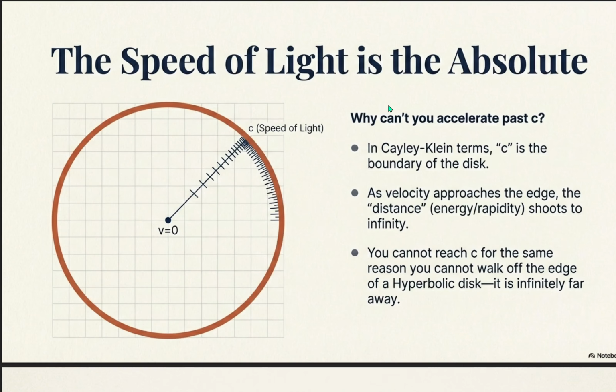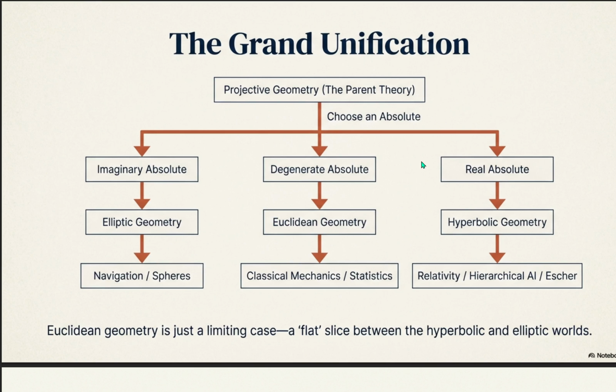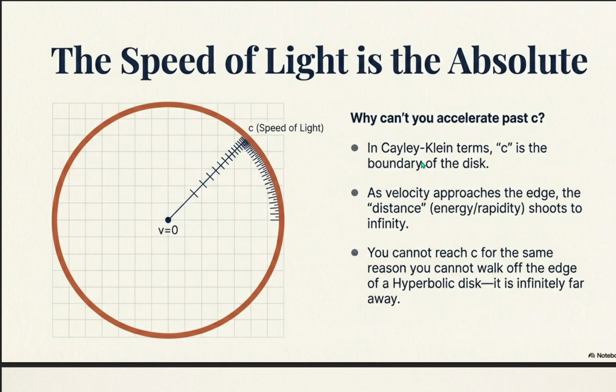So it's not that your engine isn't strong enough. It's that the finish line is infinitely far away. You're chasing a horizon you can never catch. That makes so much more sense. And the Lorentz transformation, the thing that says time slows down when you go fast. In Cayley-Klein terms, the Lorentz transformation is just a rotation. A rotation. A simple geometric rotation in hyperbolic space. That's all it is. Einstein was just rotating the walls of the room to keep the speed of light constant for everyone. That's wild. So the math was just sitting there waiting for physics to catch up.